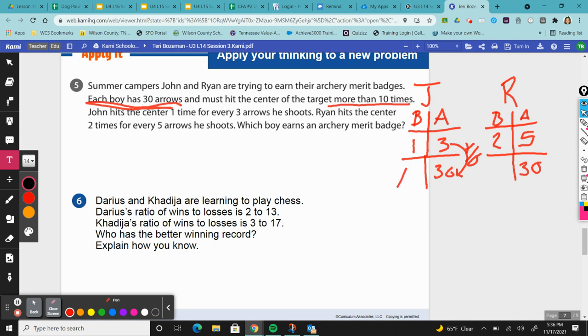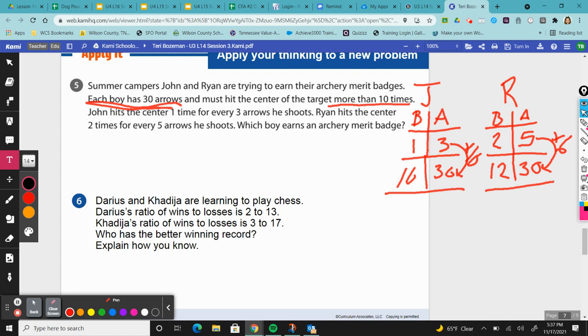What is 1 times 10? 10. All right. Over here, same thing. 5 times 6 is going to get us to 30, right? 2 times 6 is 12. So, does John hit the target more than 10 times if he has 30 arrows? No, right? He's short. Ryan does, though, right? 12 times he will hit the bullseye with his 30 arrows. So, who is earning an archery merit badge today? Well, your boy Ryan is winning an archery merit badge.